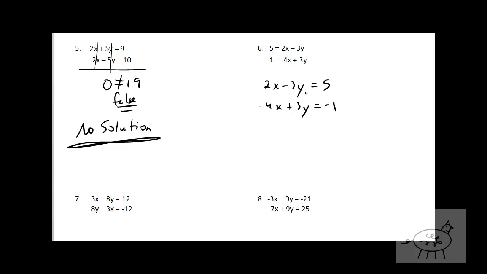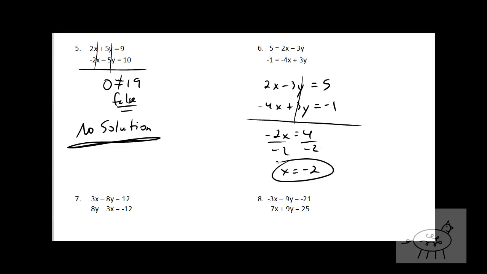Alright, notice, math fans, the y's cancel. So you get 2x minus 4x is negative 2x, 5 minus 1 is 4. And then you divide by negative 2, x equals negative 2. And then I'm going to plug it back into either one of the equations. Okay, top one to the bottom one. So I'm going to plug it into the top one.